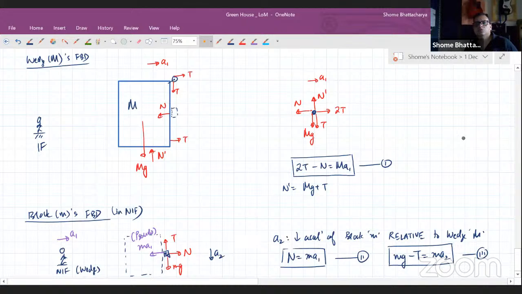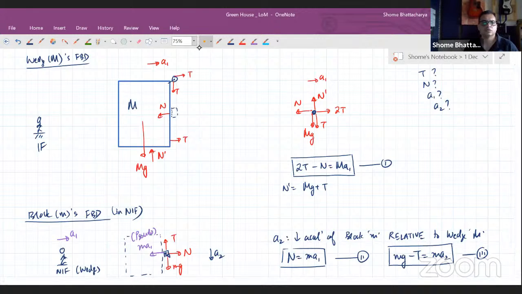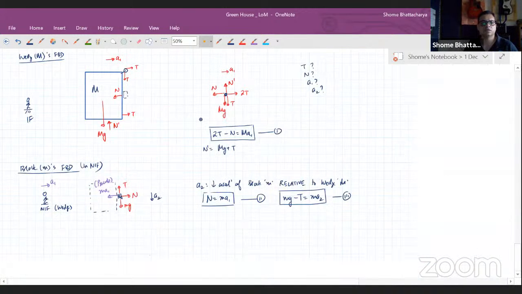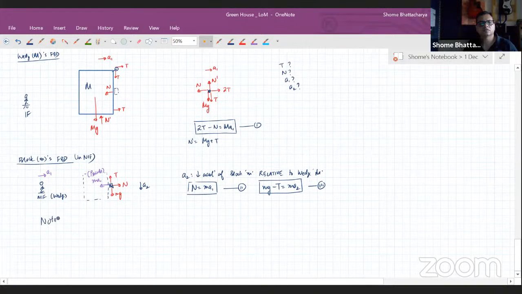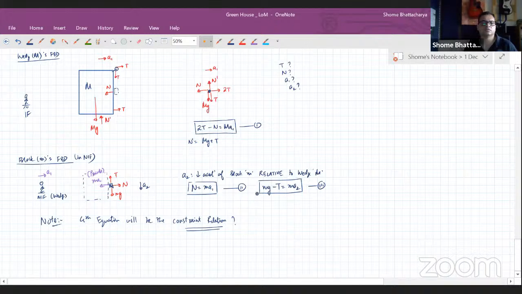Okay. Now you can see that in the equations, our unknown quantities are tension, this N, A1 and A2. So we have four unknowns. So we require a fourth equation for solving this also. So where will the fourth equation come from? The fourth equation will come from the constraint relation. Okay. So try to work out what will be the constraint relation.